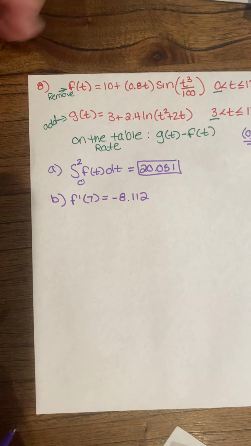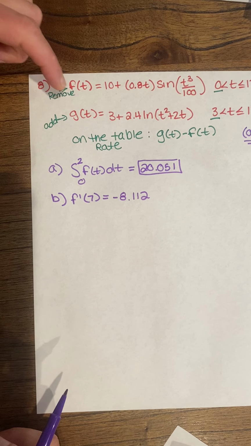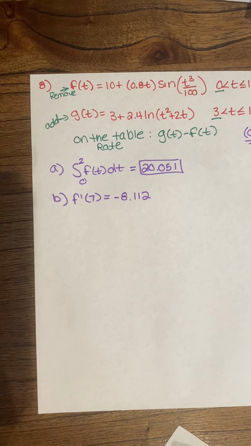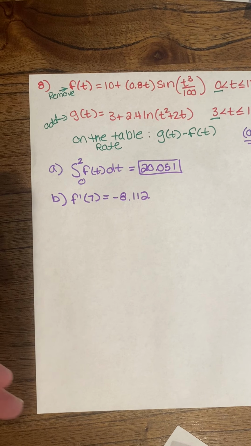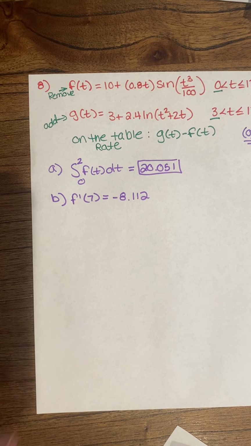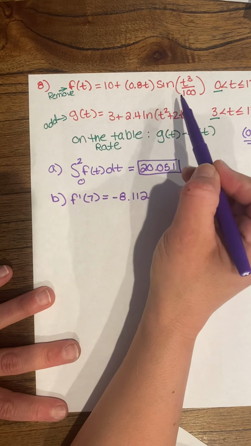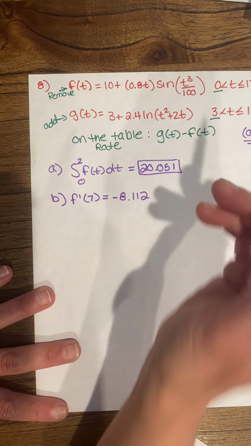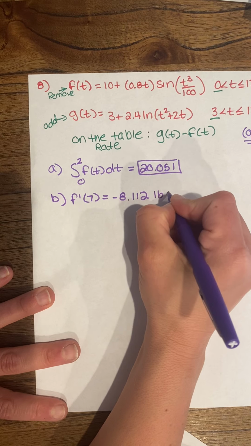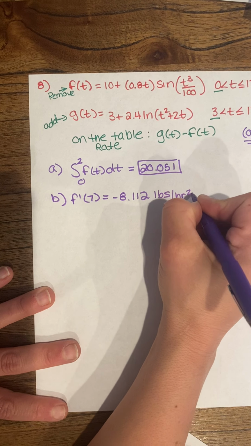So again, you have to remember that f is the rate of removing, and I just took a derivative. So what ends up being in this problem is the rate of the rate. Okay, now since it's the rate of the rate, this equation is already measured in pounds per hour. So this unit is now going to be pounds per hour squared.